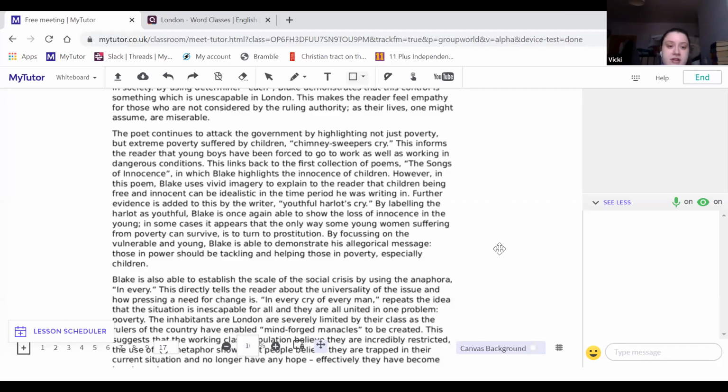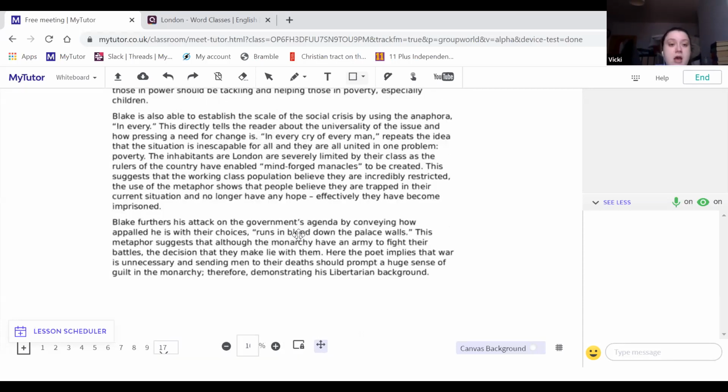By focusing on the vulnerable and young, Blake is able to demonstrate his allegorical message. So remember, allegory means political message. Those in power should be tackling and helping those in poverty, especially children. Blake is also able to establish a scale of the social crisis by using the anaphora "in every". This directly tells the reader about the universality of the issue and how pressing a need for change is. "In every cry of every man" repeats the idea that the situation is inescapable for all, and they are united in one problem, poverty. So I'm repeatedly talking about that theme because it is so integral and so important.